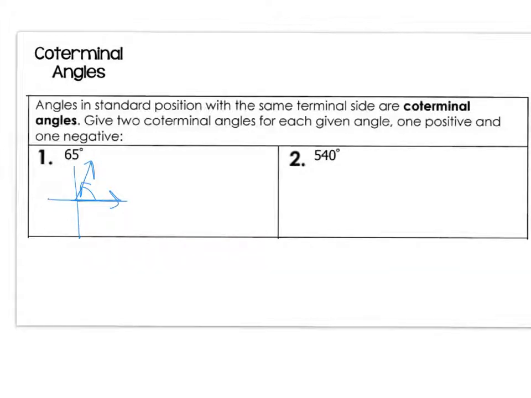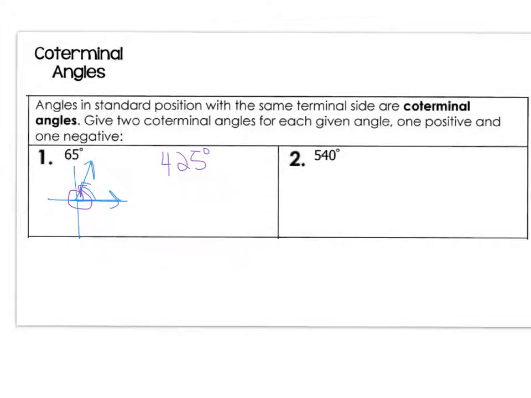So if we start here and we go all the way around and then in there, that'd be in the positive direction. So that'd be what, 360 plus 65? Which is 425 degrees. So one angle that is coterminal with 65 is 425. That's all the way around. 360 plus that 65 gives us 425.